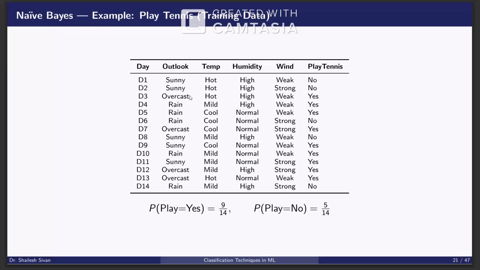So, this is our data. Here we have some weather conditions: outlook, how the day looks, the temperature, the humidity, and the wind. Based on the different possibilities of outlook, temperature, humidity, and wind, I will decide whether I will play football or not, whether I play tennis or not.